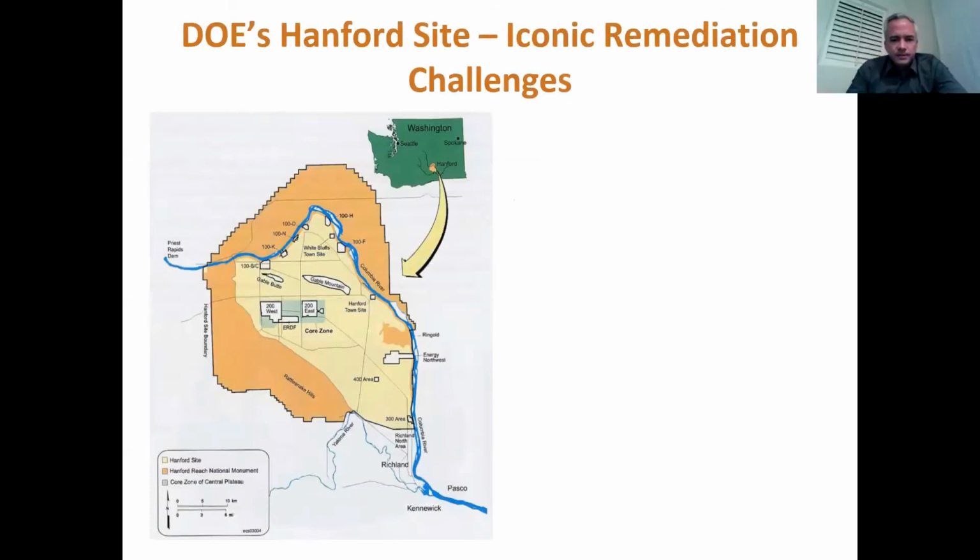So this is a map of DOE's Hanford site, which is one of the biggest contamination problems in the world, definitely in the US. It's 586 square miles of Washington State in the south central region. During World War II, it produced 67 metric tons of plutonium for weapons. And back in that day, there was not much concern for the environment.